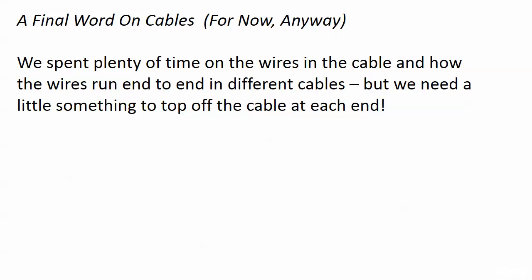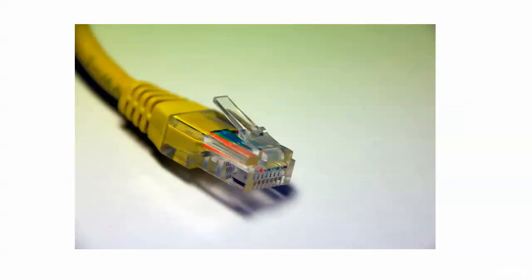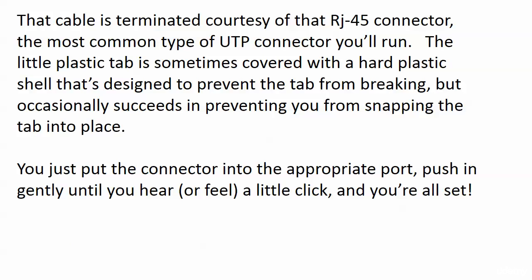Now, a quick and final word on cables. We spent plenty of time on the wires in the cable and how the wires run end-to-end in different cables. But the wires and the cabling and the wrapping, in the one case, in shielded twisted pair, we need a little something to top off the cable at each end, don't we? Yeah, something like this. This is an RJ45 connector, and it is used to terminate the wiring at the end of the cable in hopefully a nice, neat fashion. And this is really the most common type of UTP connector you're going to run into in the field.